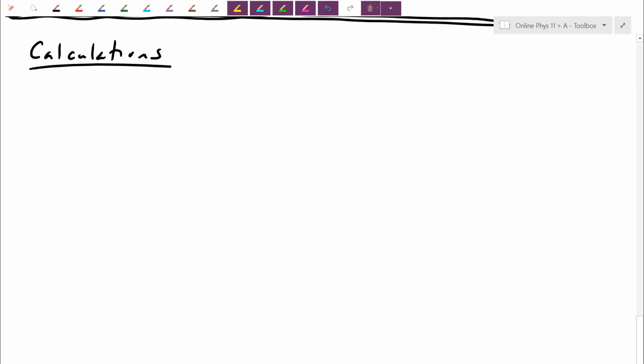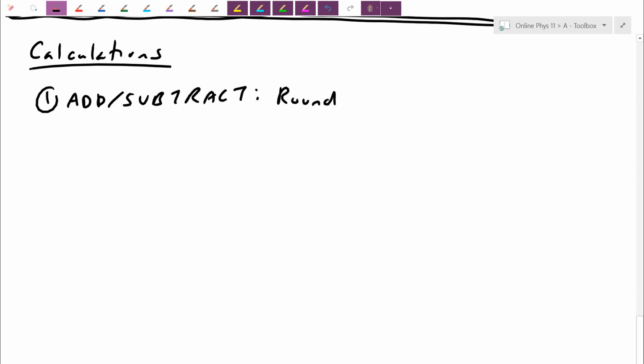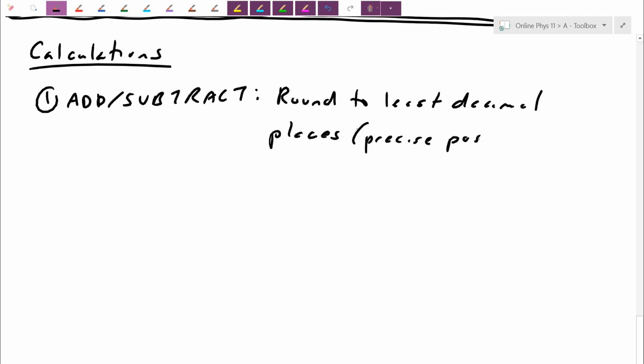For our calculations here, we're going to separate our rules into two. One set of rules is involving adding and subtracting. Usually when people list this rule for adding and subtracting, we just want to round our answer to the least decimal places. I'm going to correct that a little bit here. In fact, when you say least decimal places, what you're actually saying is you're rounding to the least precise position, the least precise spot. It's just that saying least decimal places is a little bit easier to memorize.